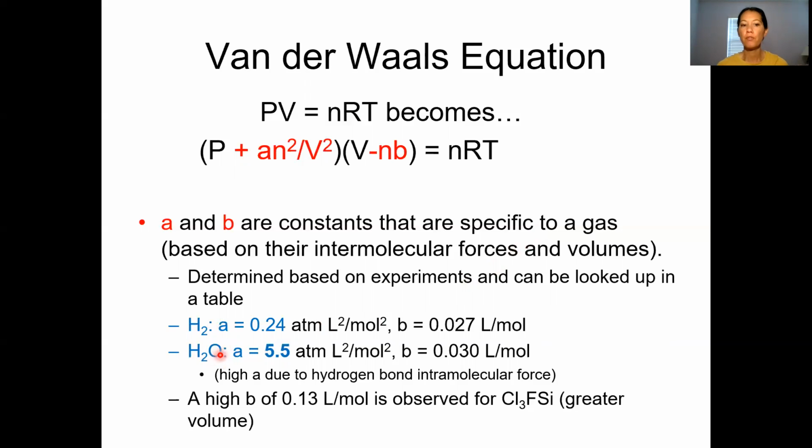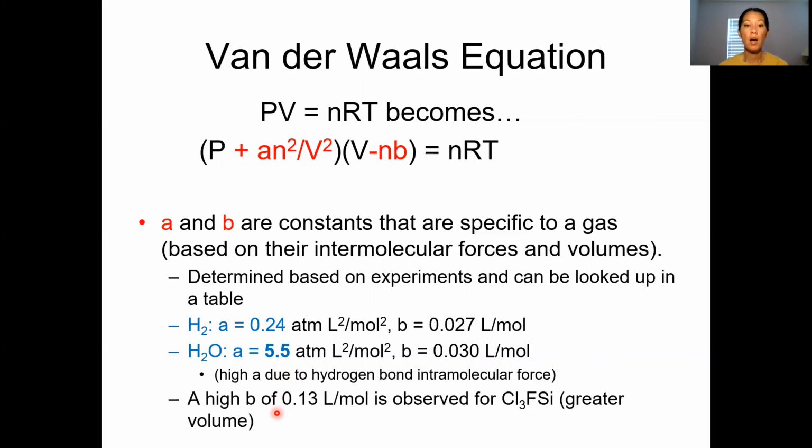Water has hydrogen bond forces, so its A value will be much higher than hydrogen, which doesn't have much intermolecular forces because it only has dispersion. So look at the A value of water is very high. It's 5.5 versus 0.24 for hydrogen. Their volumes don't differ much, so we have a similar B value. Again, this is due to the hydrogen bonding of water.